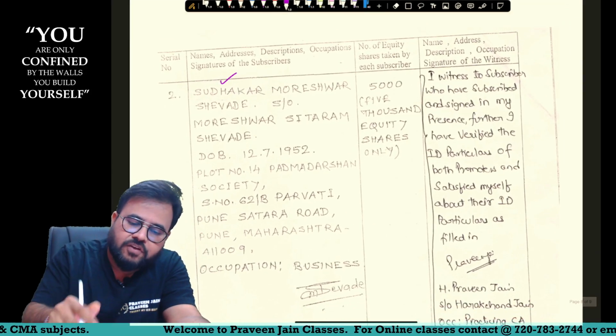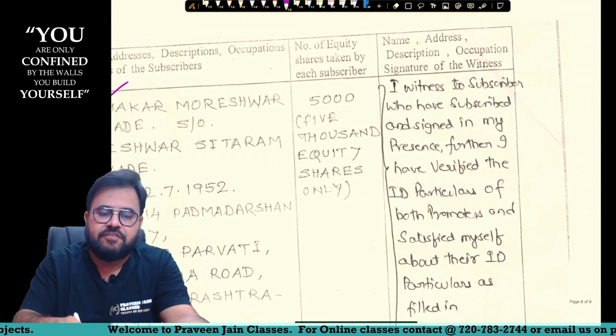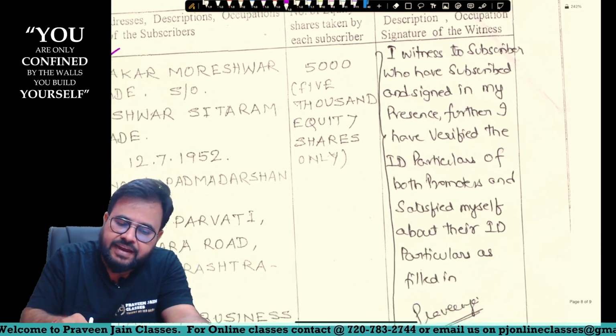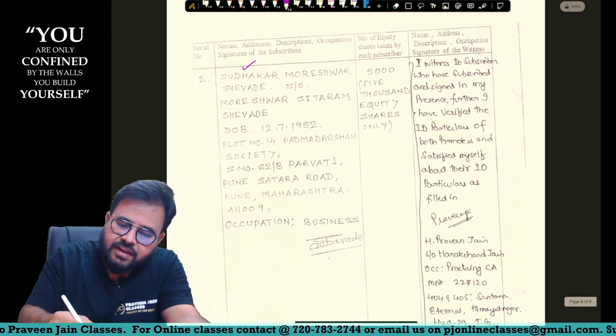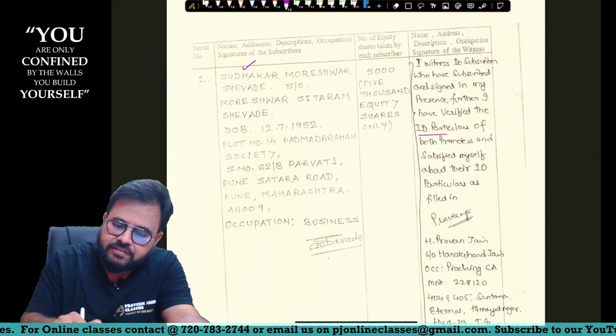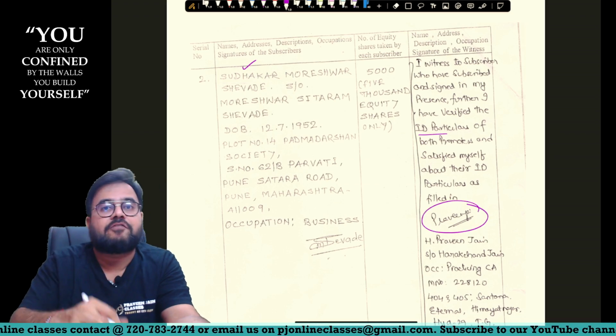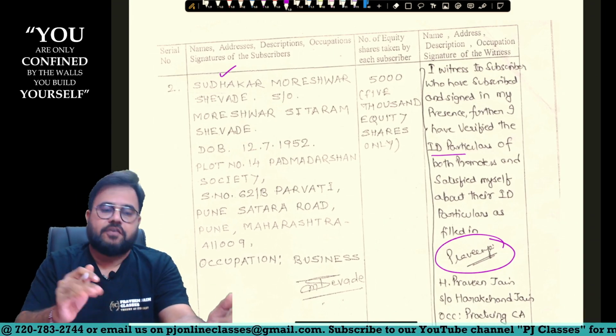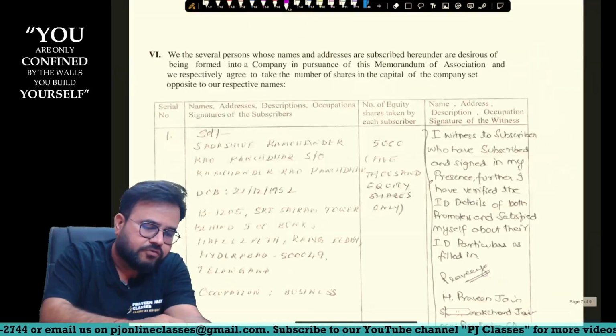So he is the subscriber. Now you can see here, this is the line which I have written. I witness to the subscriber who have subscribed and signed in my presence. Further, I have verified their ID particulars of both promoters and satisfied myself about their particulars. And then I have to put my signature, sir. So this line I have to write. So this is the manner of subscription, sir. I hope you have understood this line, sir.